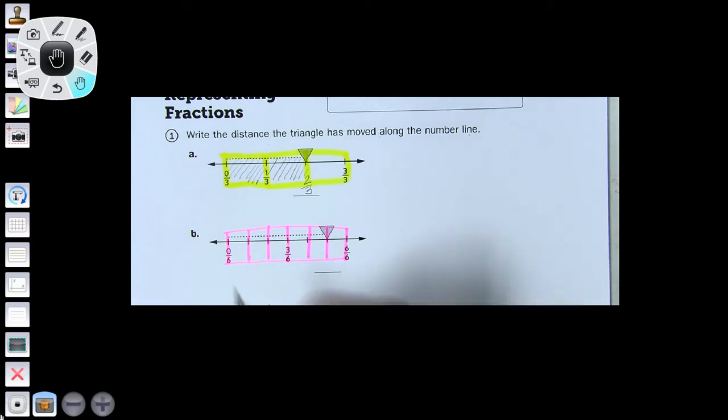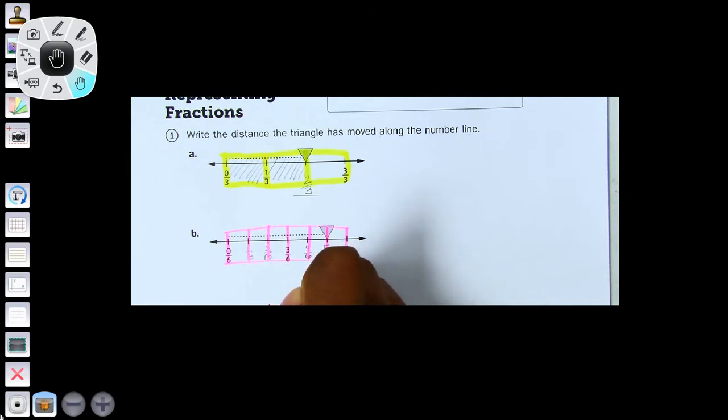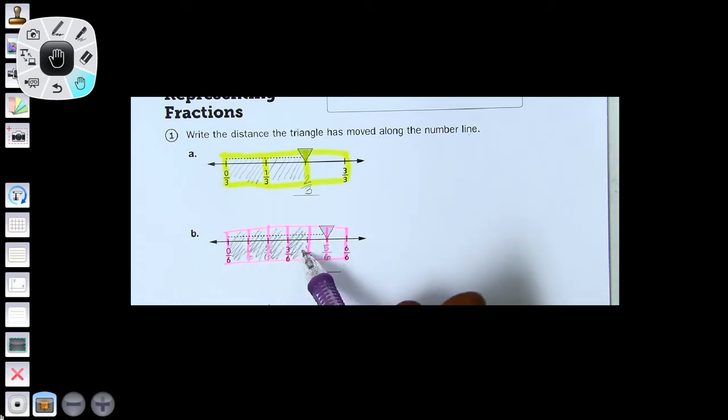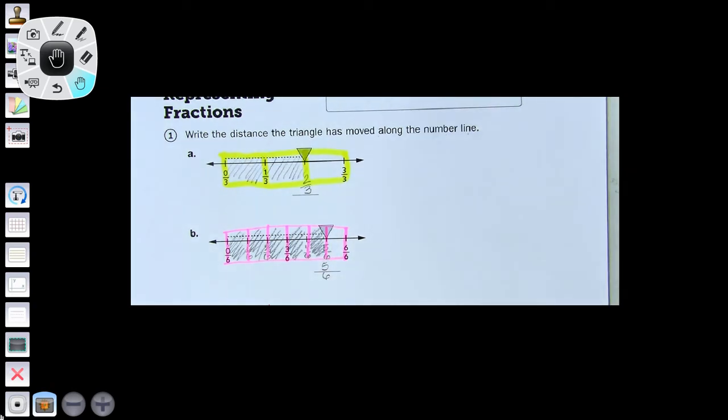So I have starting point 0/6, 1/6, 2/6, 3/6, 4/6, 5/6, 6/6. Now I can clearly see how far the triangle has traveled. It has traveled 1, 2, 3, 4, 5 of the way. So my answer would be 5/6 on the line.